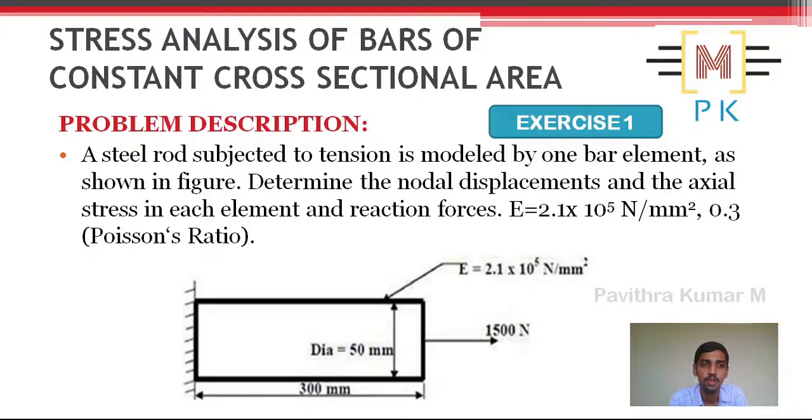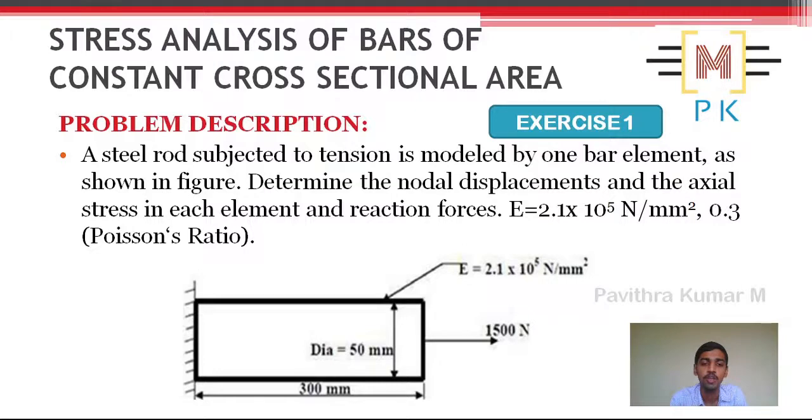Here the bar with uniform cross-sectional area is fixed at the left end, and we can consider that as node 1. At the other end, it is subjected to a tensile force of 1500 Newton, and we will consider that particular point as node 2. And here there is only one element between node 1 and node 2, that is the overall length of the bar belongs to the element 1.